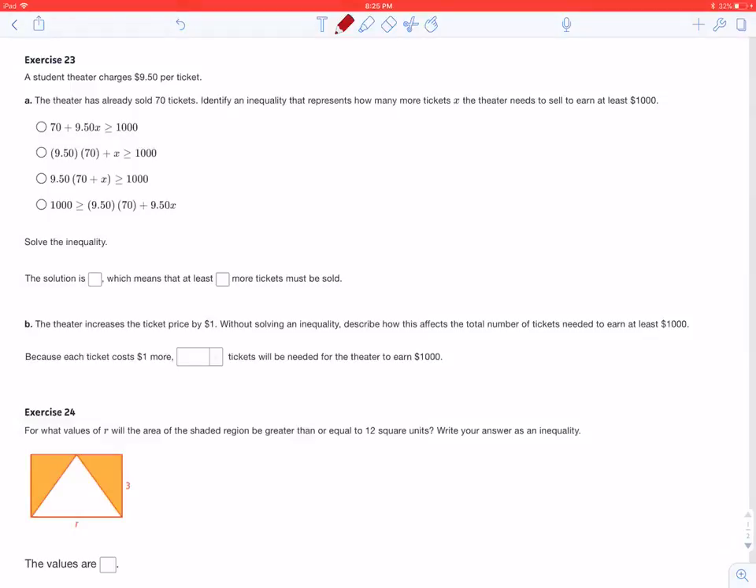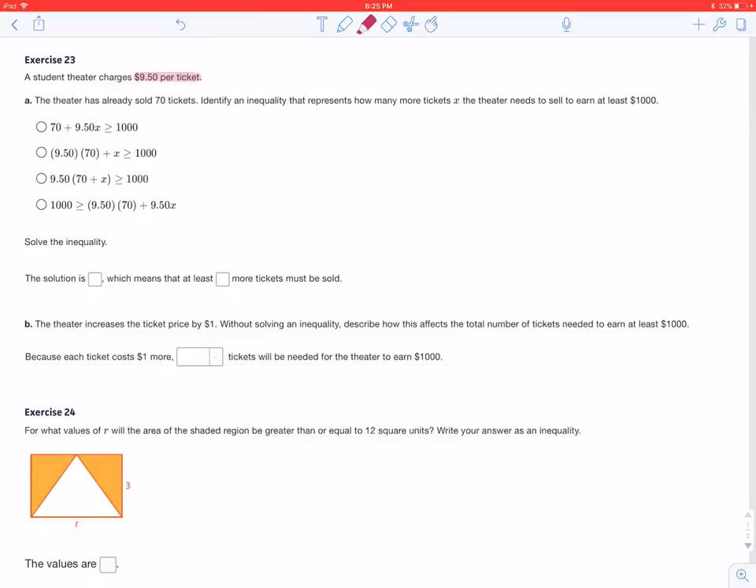I would argue that 23 is just about the hardest question for this 4.4 exercises. So in exercise 23, we have the scenario that a student theater charges $9.50 per ticket. The theater has already sold 70 tickets. Identify an inequality that represents how many more tickets, X, the theater needs to sell in order to earn at least $1,000. So I'm going to highlight my important information.